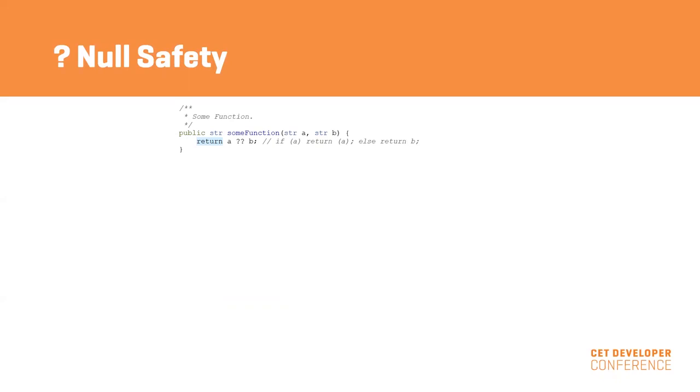Another use of the question mark is the double question mark. As you can see here, what this is doing is checking A for a non-null value. If A is not null, then it'll evaluate to A. If A is null, then it will evaluate to B. Something to note here is that even if B is null, it will still evaluate to B if A is null. So it never checks B for null. Just keep that in mind.